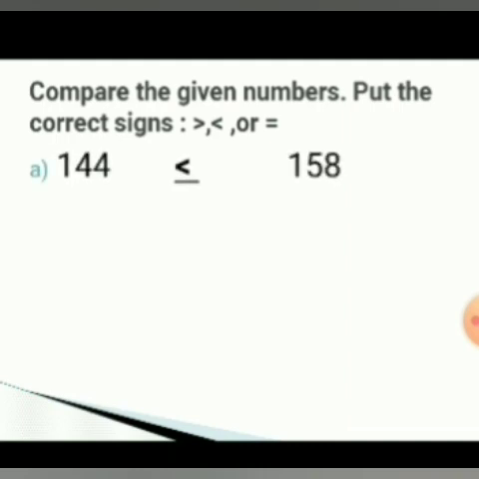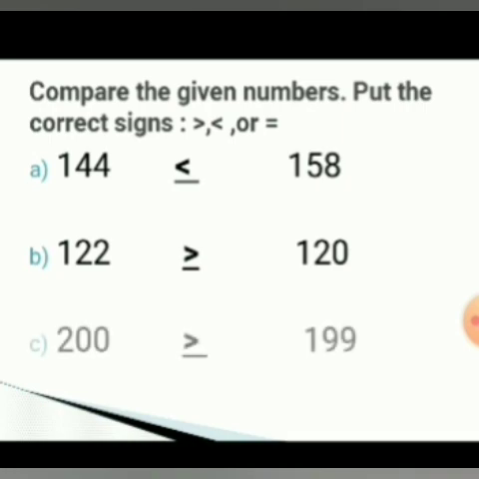The first one is 144 and the other one is 158. In the 100 place, 1 is common. But in tens place, one number is 4 and the other number is 5. So 5 is greater than 4. Similarly, the second one, it's 122 and 120. 120 is smaller than 122. And the last one, 200, and the other number is 199. So 200 is greater than 199.